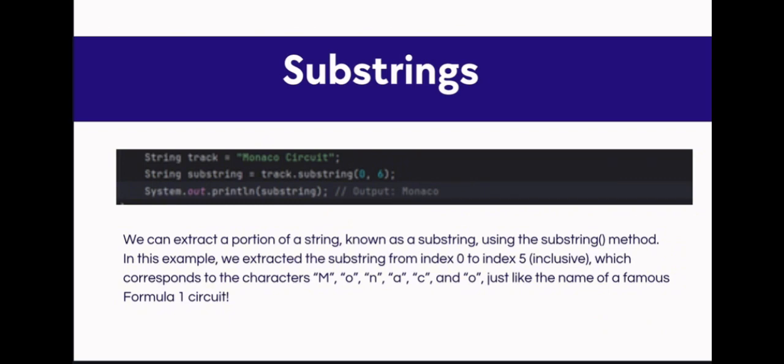We also have substrings. We can extract a portion of a string, known as a substring, using the substring method. In this example, we extracted the substring from index 0 to index 5, which corresponds to the characters M-O-N-A-C-O, just like the name of the famous Formula One circuit.